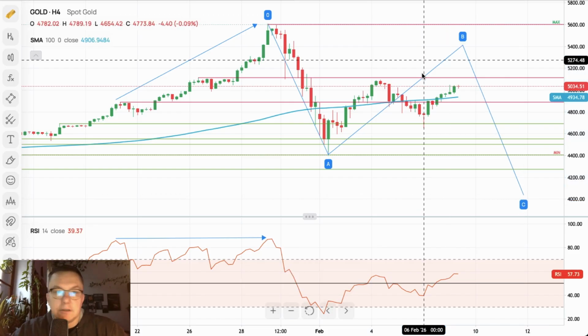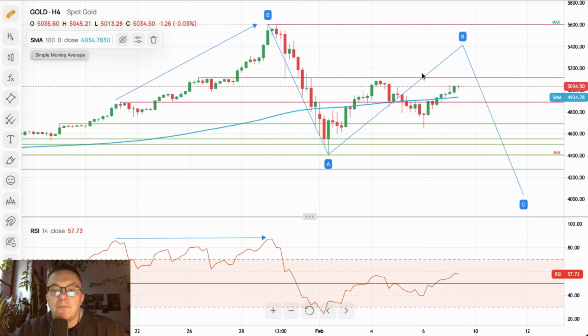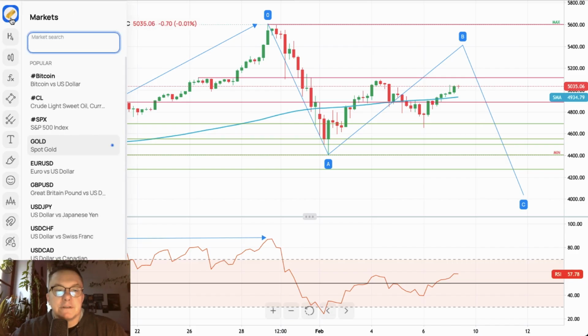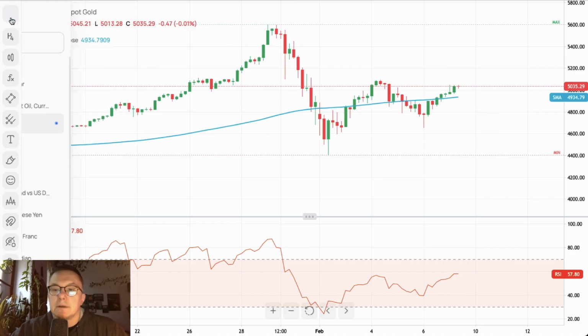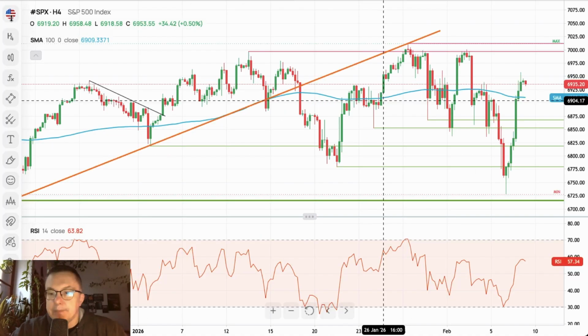There is still a chance that the gold will go lower, complete the full-blown correction, and then reverse and continue the uptrend basically.